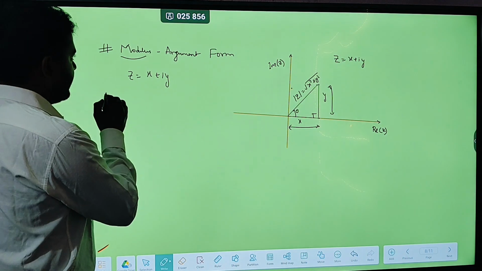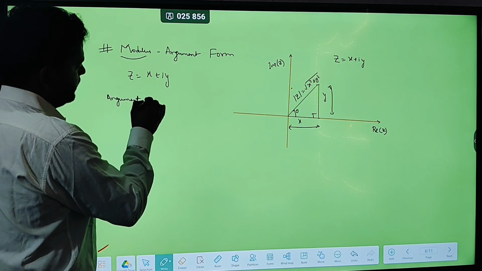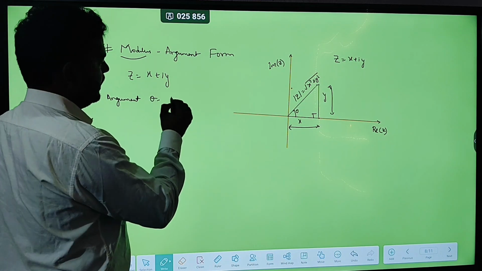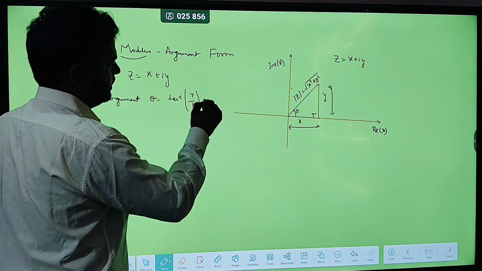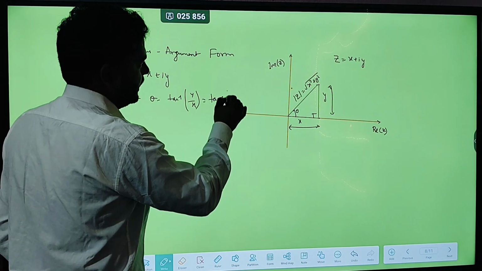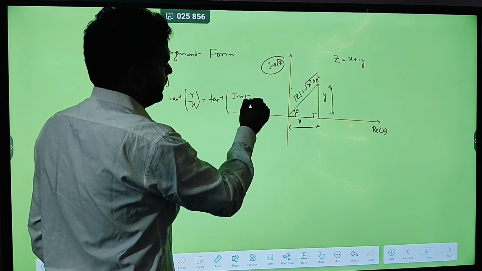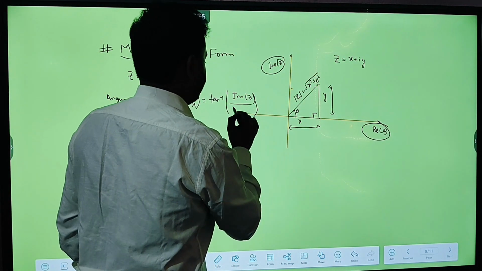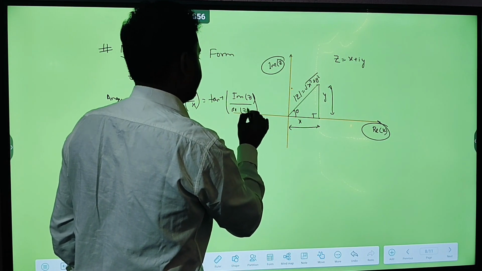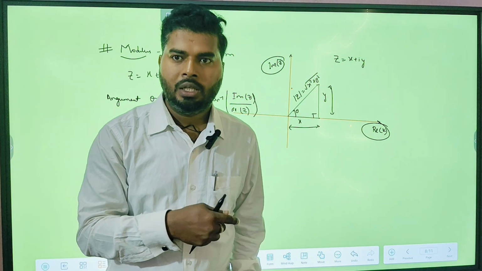So we can say the argument theta equals tan inverse of y upon x. On the y-axis we have the imaginary part of z, so tan inverse of the imaginary part of z upon x, which is the real part of z. That is the argument, right? We'll discuss more about the argument later.